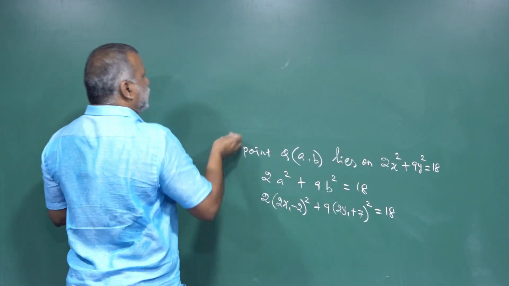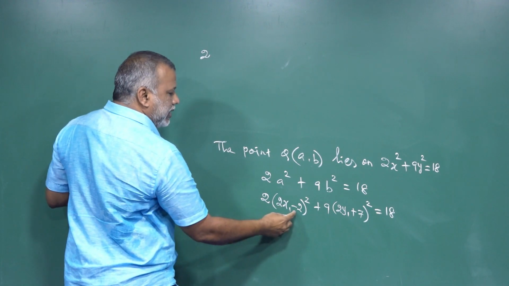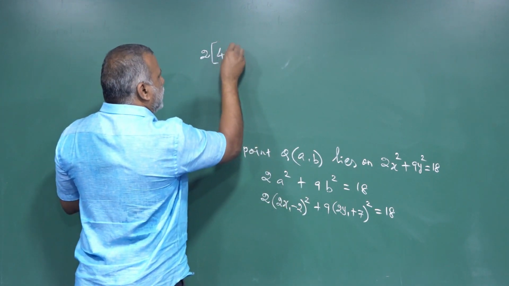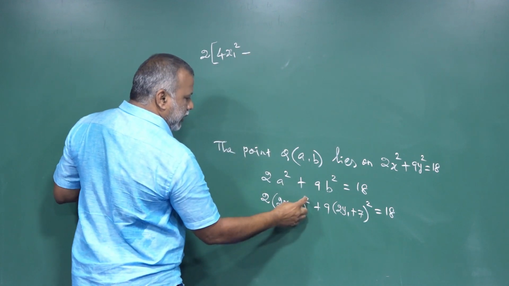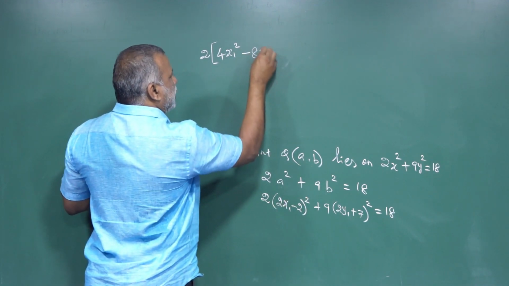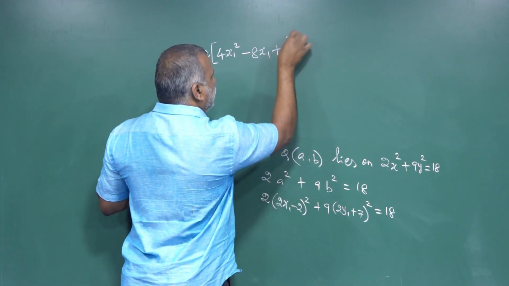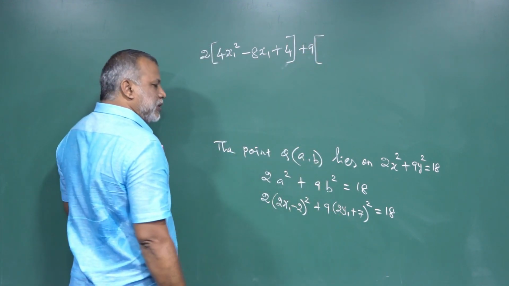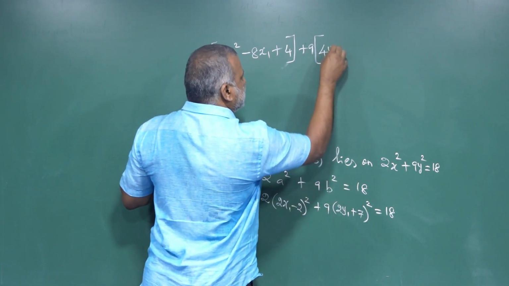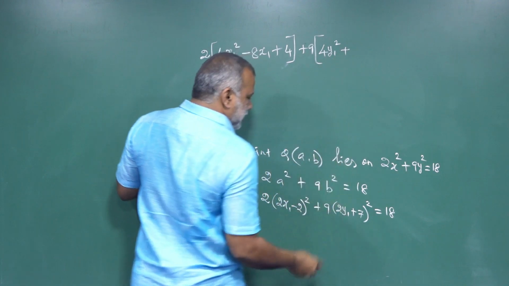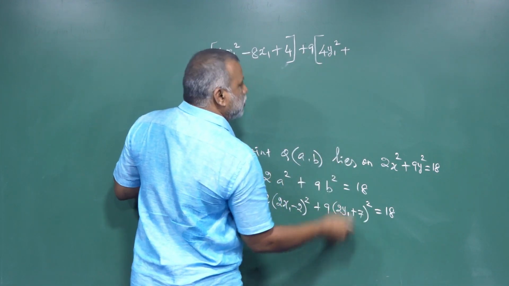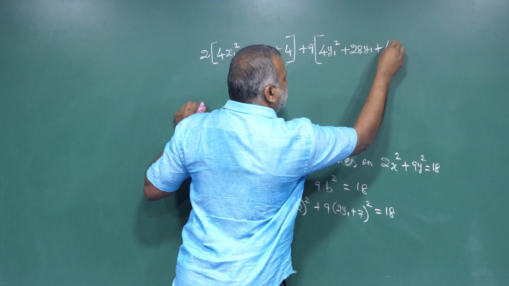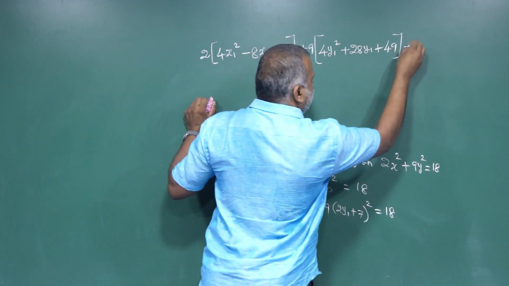Now listen, already we have 2 here. Keep this 2 as it is. (2x1 minus 2) the whole squared is in the form of (a minus b) the whole squared. (2x1) squared means 4x1 squared. Again minus 2 into 2, 4; 4 into 2, 8x1. Again 2 squared becomes 4. Already we have 9. That is also in the form of (a plus b) the whole squared: (2y1) squared gives 4y1 squared. Again plus 2 into 7, 14; 14 into 2, 28y1. Then 7 squared becomes 49, equal to 18.